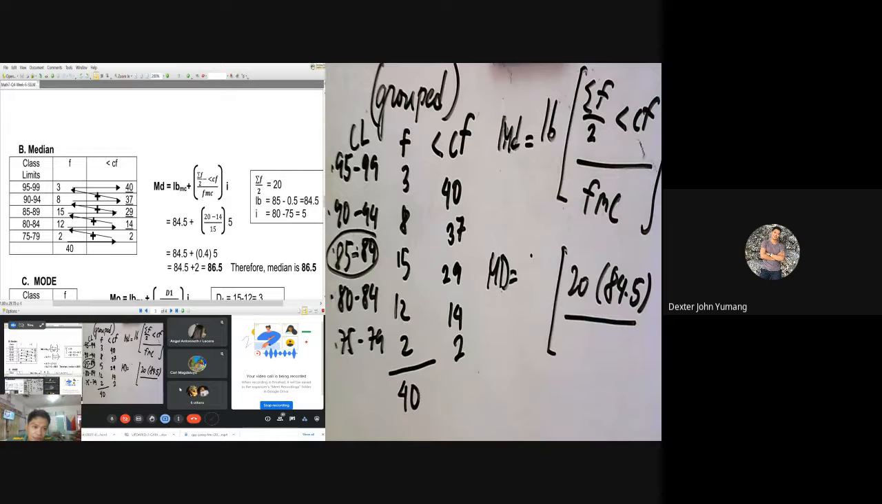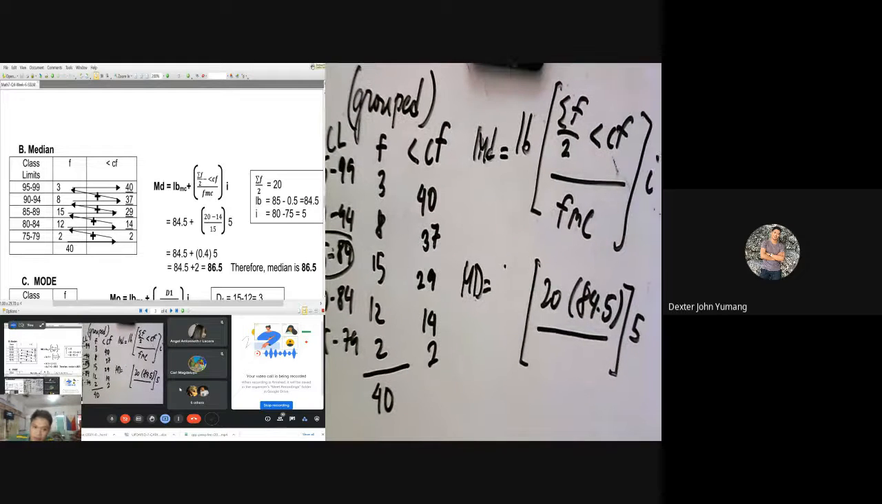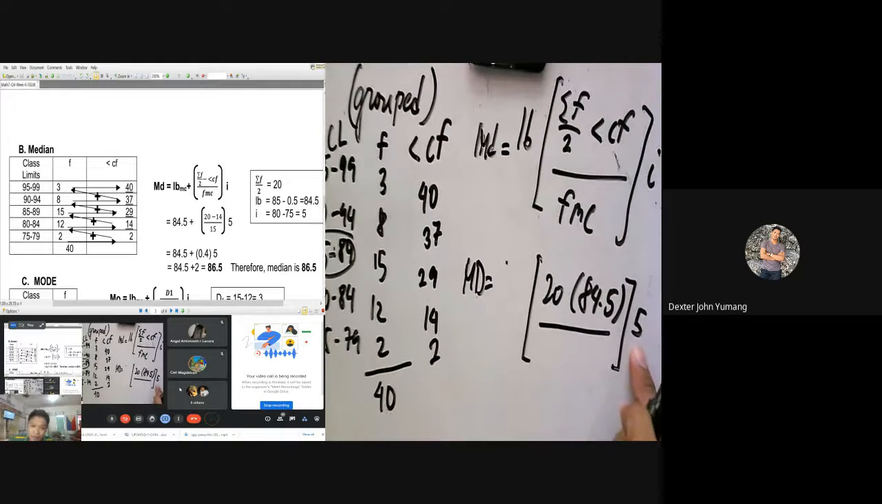The next thing to do is the i. Tapos, di ba nakuha na natin yung 85. The next number below to that is 80 and 75. I-subtract natin 80 minus 75. The answer is 5. Kaya po, imumultiply natin siya dito sa 5 sa labas. Tingnan nyo. Di magkasya sa aking whiteboard. Ito na yung 5. Okay?